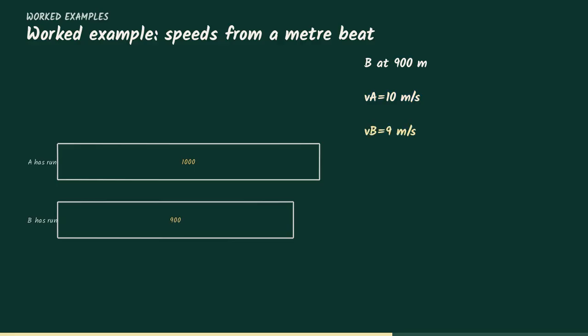The trap. If asked how many seconds A beats B by for the full race, give B the full 1,000 at 9 meters per second, 1,000 over 9 seconds, then subtract A's 100.